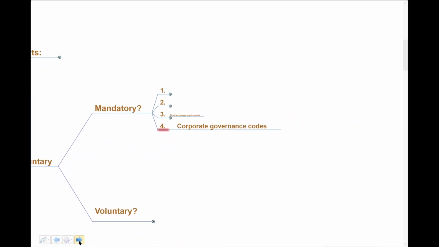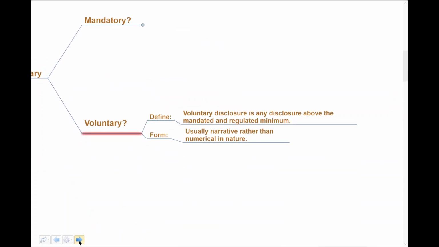What about the voluntary side? Well, voluntary, as mentioned, is a mixed bag. What do we mean by voluntary? Really, any disclosure that's above the minimum, any disclosure that is in effect not mandated, not required. Generally speaking, when we think about voluntary disclosures on behalf of bodies, whether listed or not, generally they're narrative rather than numerical in nature. Why is that? Because it's easier to gauge narrative reporting rather than numbers, and there would be an issue in relation to numerical reporting in terms of reliability, etc.